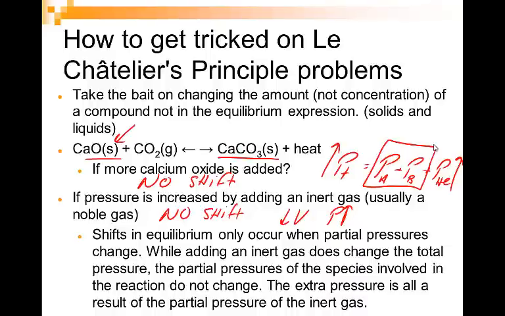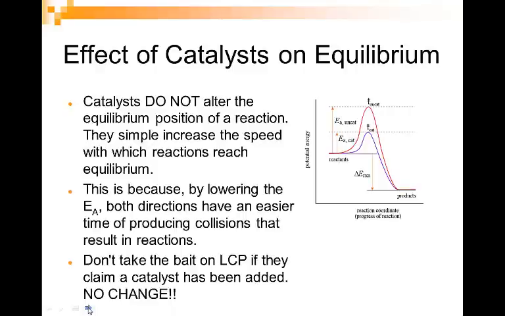If we're adding an inert gas, there is no change to equilibrium because the partial pressures of the equilibrium gases are staying the same. It's just the partial pressure of helium that's being increased, and obviously that's going to increase the total pressure as well.